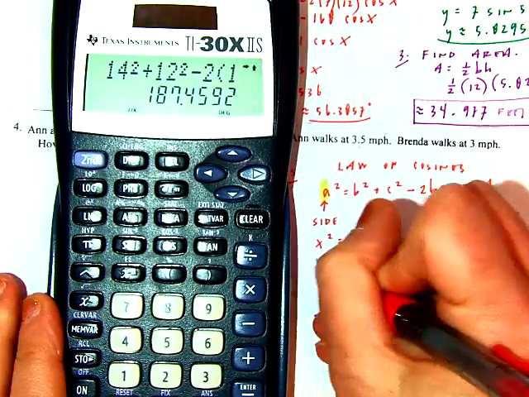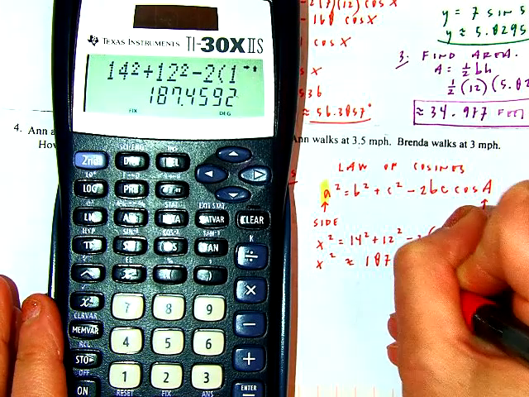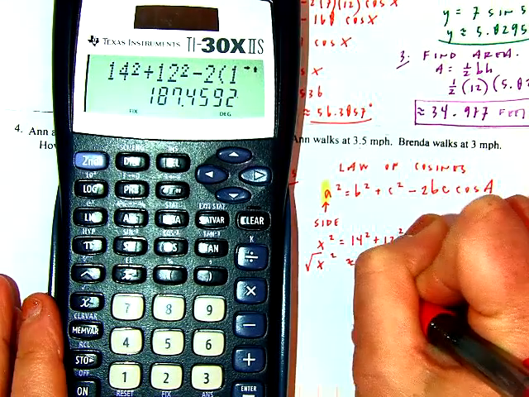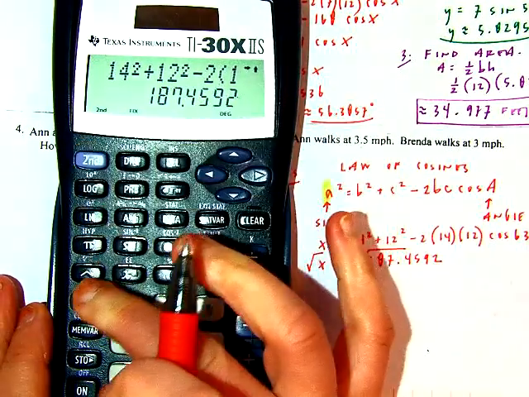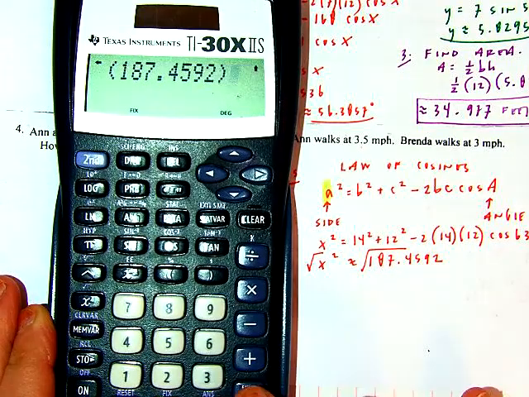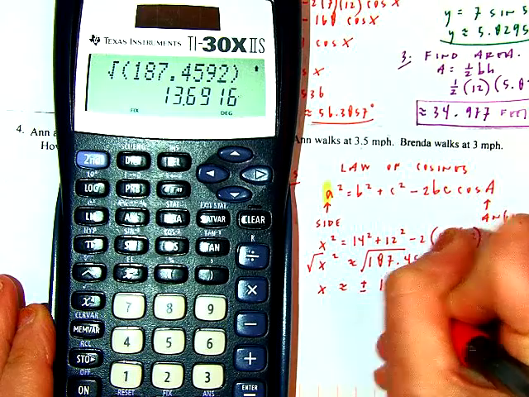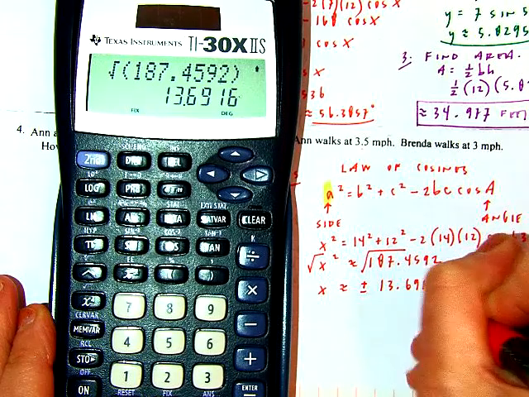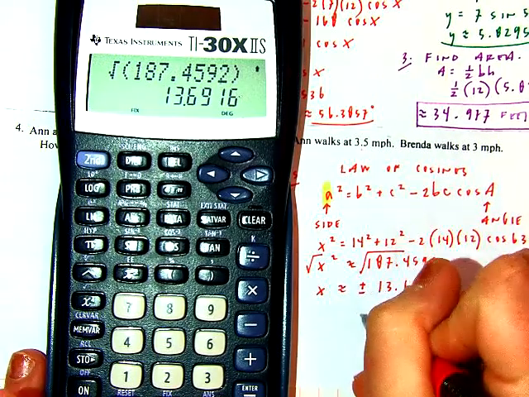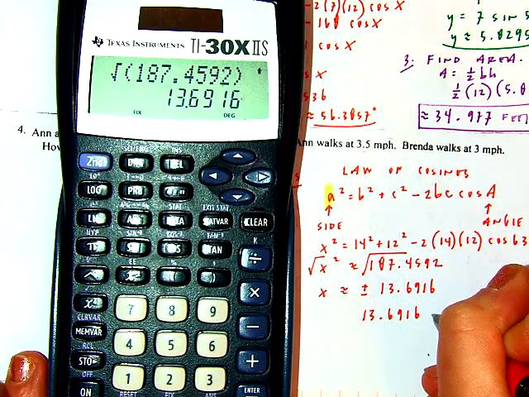All right, so here we go. So x squared is about 187.4592. And I want to solve by taking the square root. I know that technically that gives me a plus or minus 13.6916, but it's a distance between two people, so I'm only looking at the positive. So I get about 13.6916 miles.